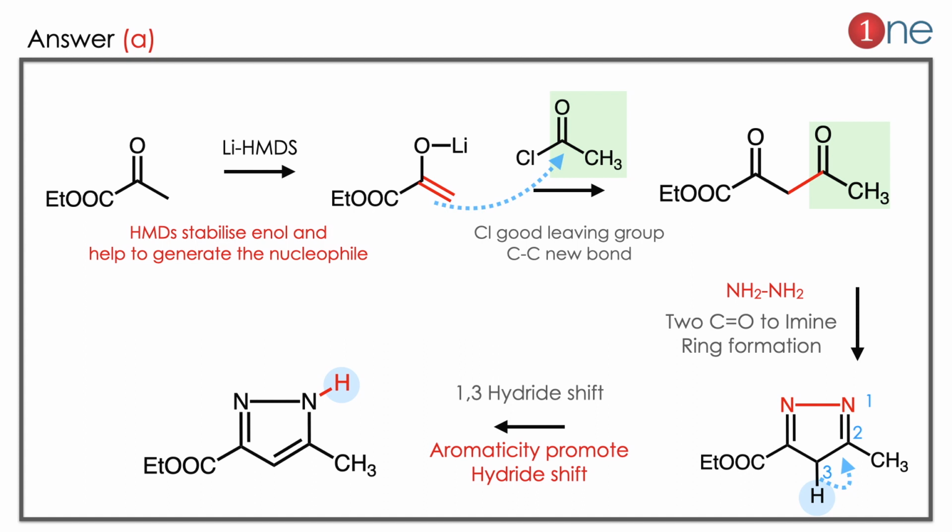Here you have to learn 2 things. One is HMDS, which is hexamethyldisilazane, always stabilizes the enol form. Second thing is if there is a need of aromaticity, then hydrogen will switch and aromaticity will be forced there.